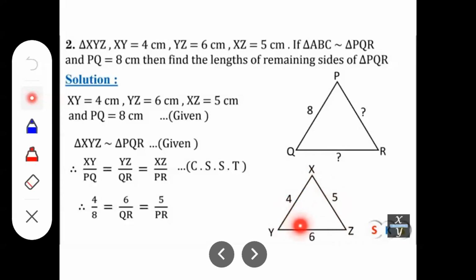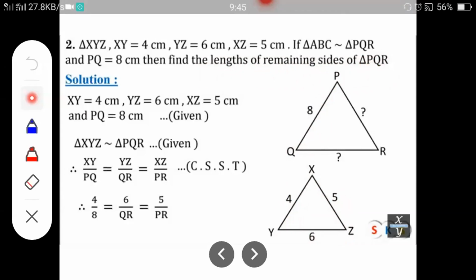If both the triangles are similar to each other, and the values given are like this, and one value of the second triangle, segment PQ equal to 8, is given, then find the length of the remaining sides of triangle PQR.